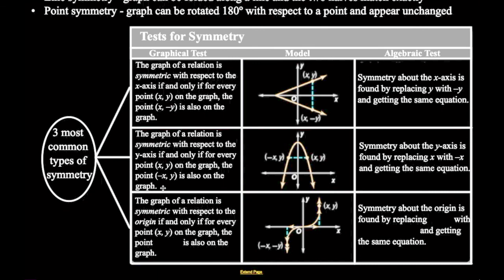Then we have a third one. The graph of a relation is symmetric with respect to the origin if for every point x, y on the graph, the point negative x, negative y is also on the graph. So that one we replace x with negative x and y with negative y, and that gives us symmetry about the origin.